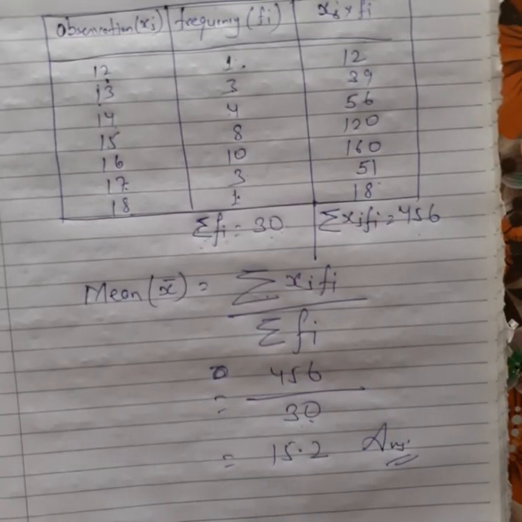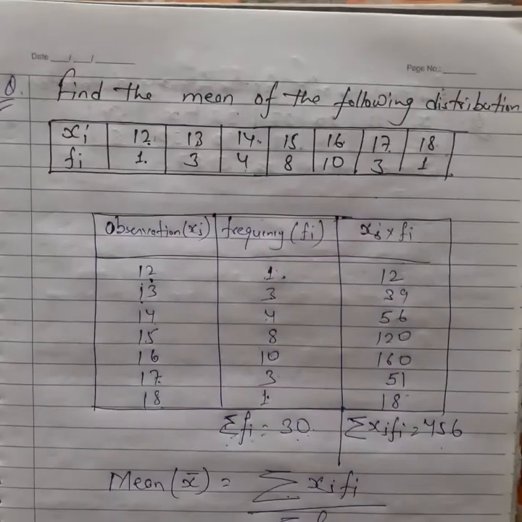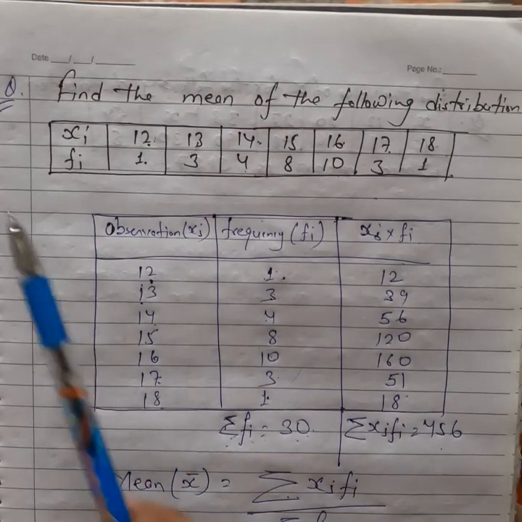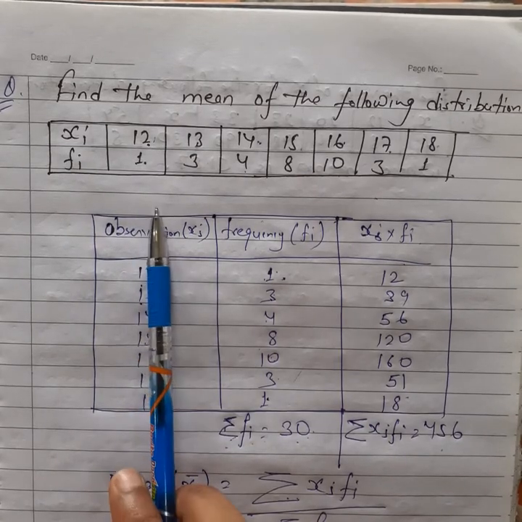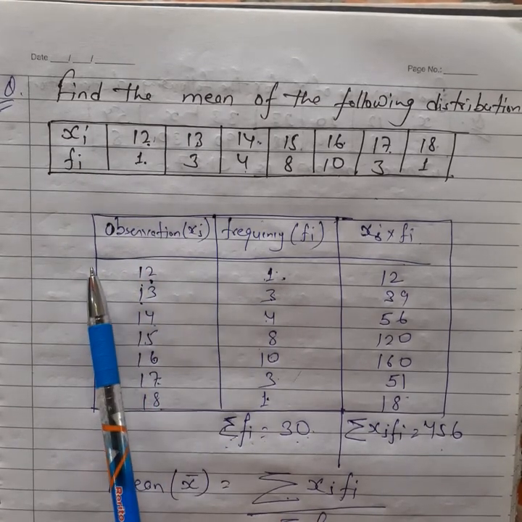Let's understand once again what is given. One frequency distribution table is given. What do we have to do? We have to find out the mean.